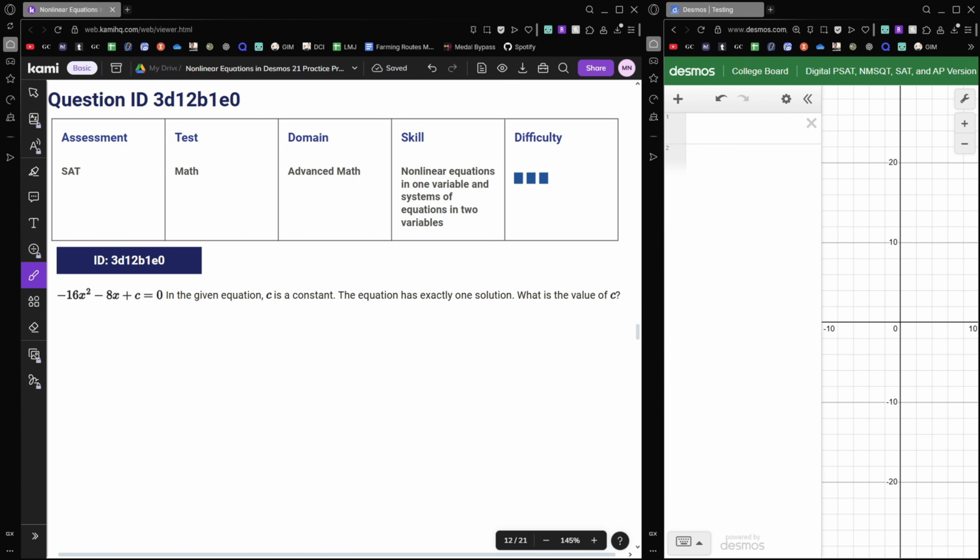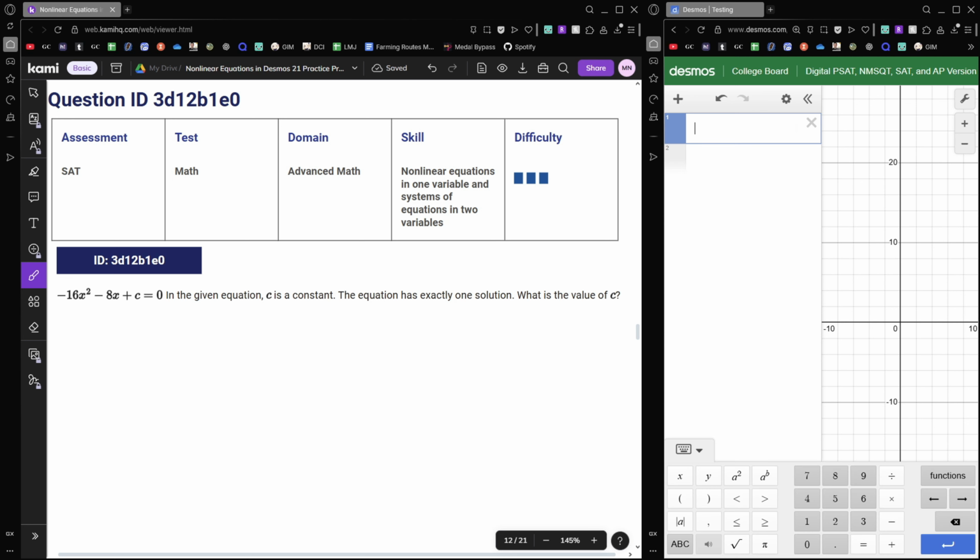Question number 12. In the given equation, c is a constant. The equation has exactly one solution. What is the value of c? Let's go ahead and type that equation into Desmos. -16x squared minus 8x plus c.